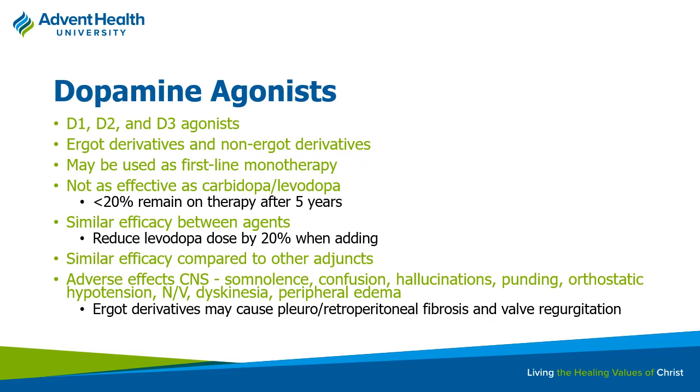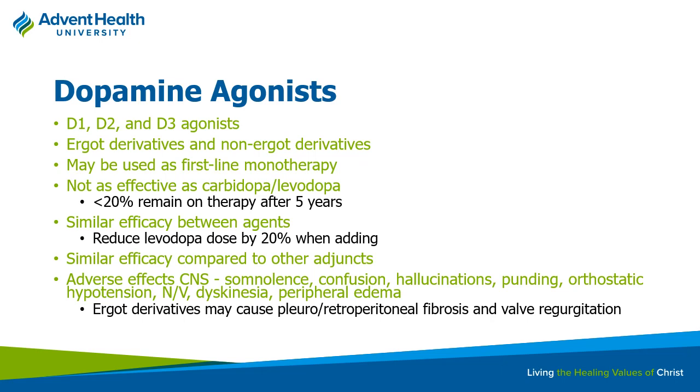Again, you're going to find pretty similar side effects as with the monoamine oxidase B inhibitors, because you have more dopamine activity. This can include things like hallucinations and confusion. Orthostatic hypotension is a big thing. Peripheral edema can develop here, so just be aware of those. In some rare cases, especially with the ergot derivatives, you can see valve regurgitation or retroperitoneal fibrosis. So there are some more serious things that can happen with more chronic use of the ergot derivatives.